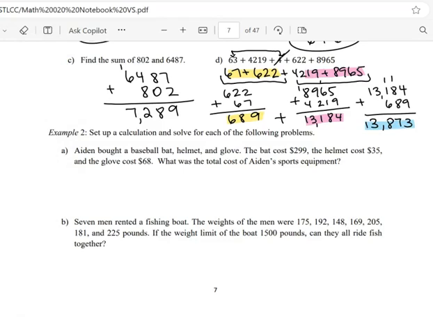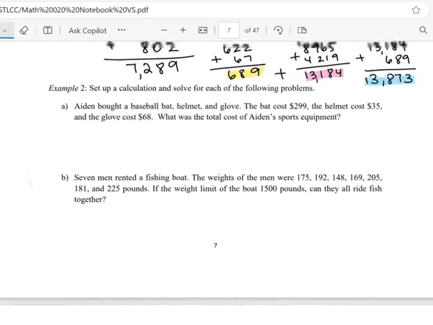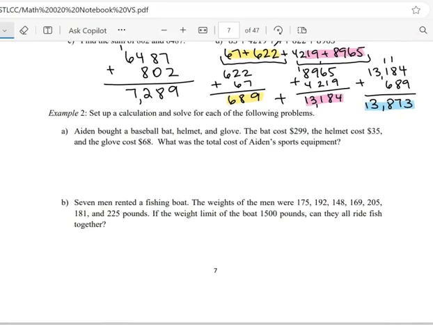You can do it all in one step, or you can break it down in smaller, more manageable chunks, and go from there. All right, so we have a couple of word problems for us to look at, and then we'll conclude our lesson. So you're asked in example 2 to set up a calculation and solve for each of the following problems.